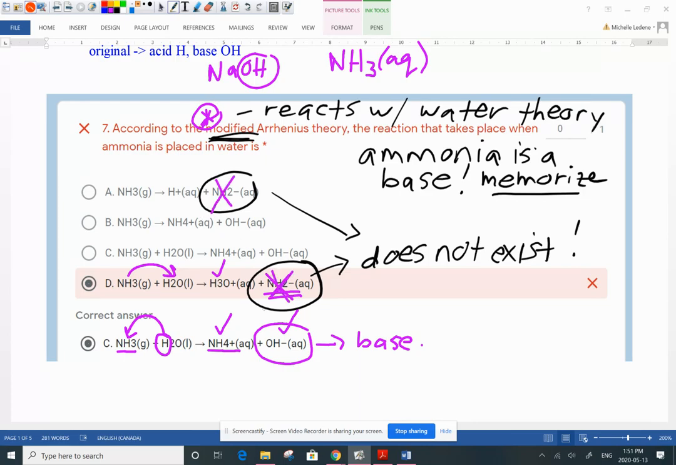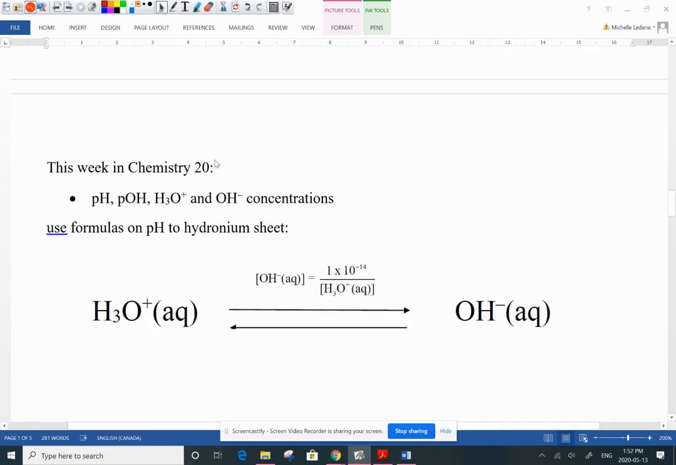Okay, so ammonia is a base, and that's something you should know. And I know that my Science 10s in the past, we do a lab where we actually test with litmus and see what is ammonia. Is it an acid or a base? Okay, so you need to memorize that ammonia is a base, and this is the reason why: it is molecular, but it reacts with water. It's a modified Arrhenius base. It reacts with water to produce hydroxide ions.